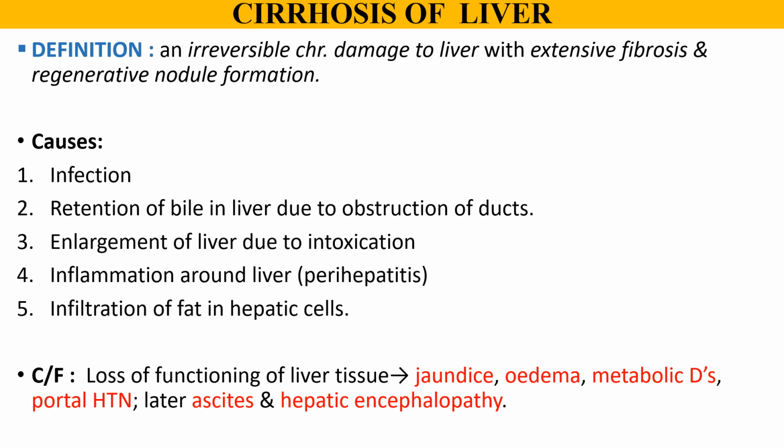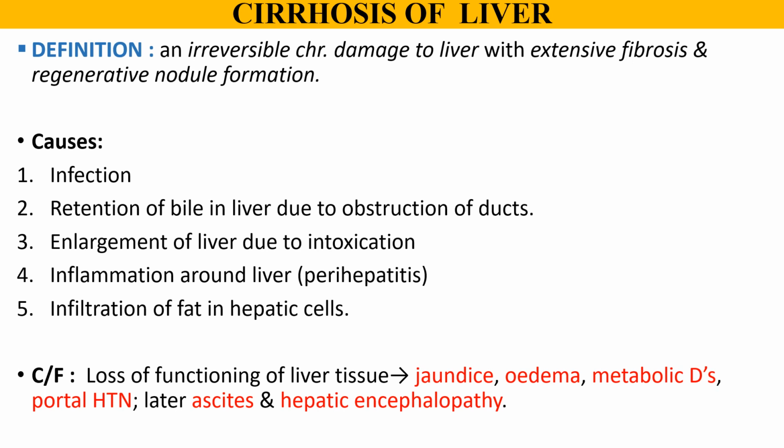The second disorder of the liver is cirrhosis. Cirrhosis is an irreversible chronic damage to the liver cells with extensive fibrosis and formation of nodules in the liver. The causes for liver cirrhosis can be infections, retention of bile in the liver due to obstruction of ducts of the biliary system. It can be due to enlargement of liver due to intoxication, especially in cases of chronic alcoholics. Sometimes inflammation around the liver can lead to cirrhosis, and a fatty liver will lead to liver cirrhosis.